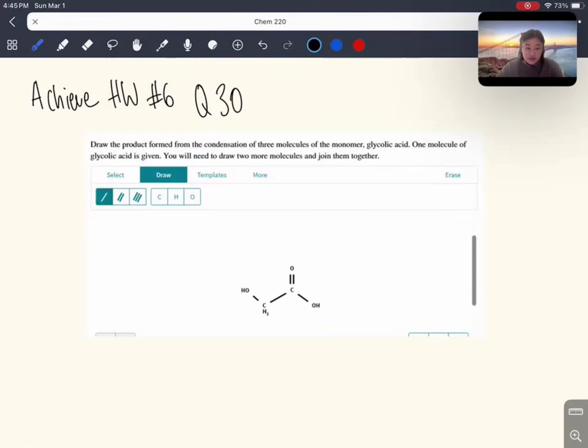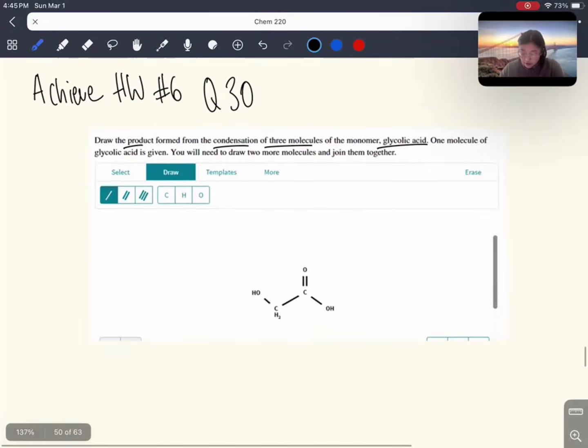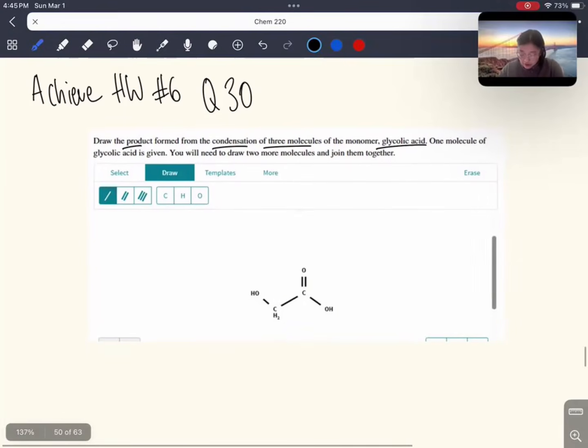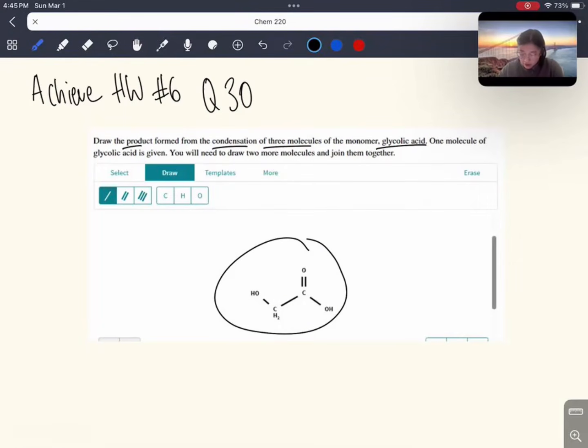This first question is from Achieve Homework 6, number 30, and it asks us to draw the product formed from the condensation of three molecules of the monomer glycolic acid. It gives us one molecule of glycolic acid, and it asks us to draw two more molecules and to join them together.